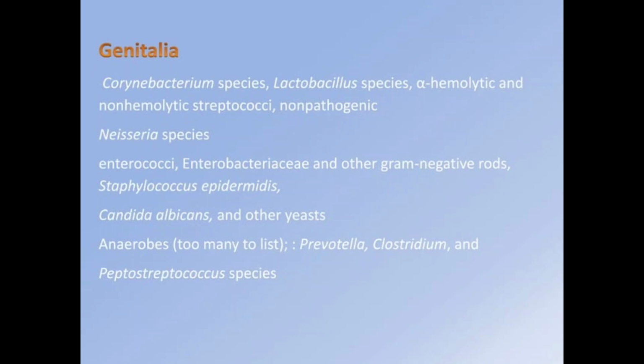Genitalia: Corynebacterium species, Lactobacillus species, alpha hemolytic and non-hemolytic streptococci, non-pathogenic Neisseria species, enterococci, Enterobacteriaceae and other gram-negative rods, Staphylococcus epidermidis, Candida and other yeasts, anaerobes, too many to list.